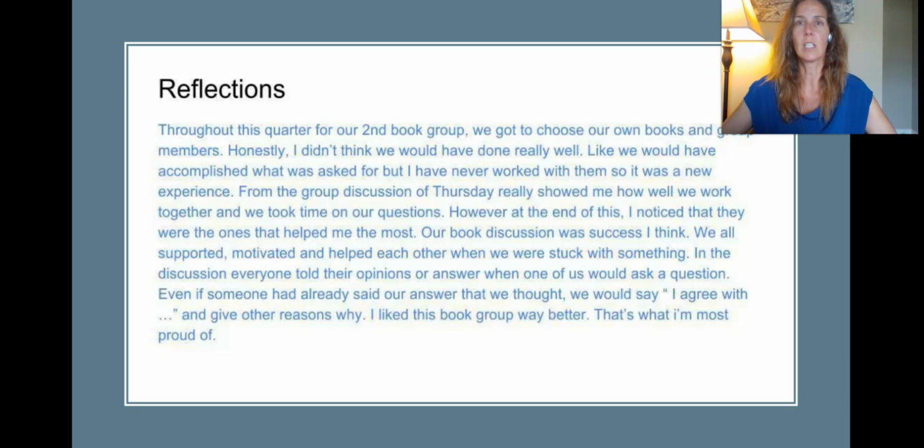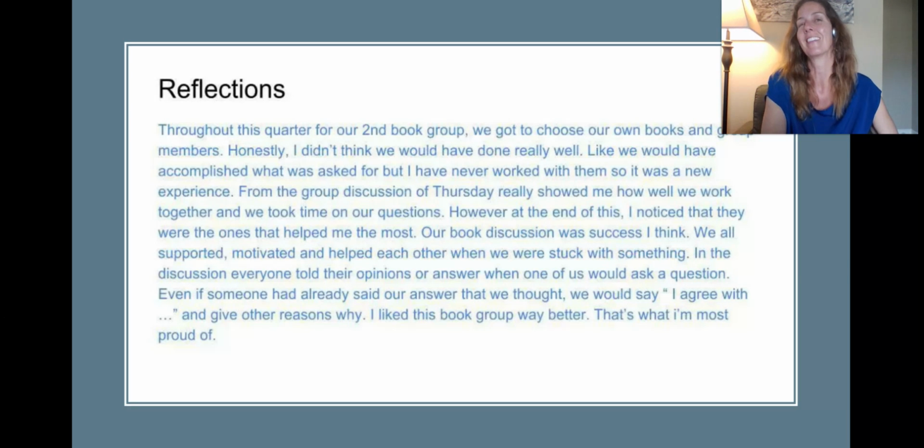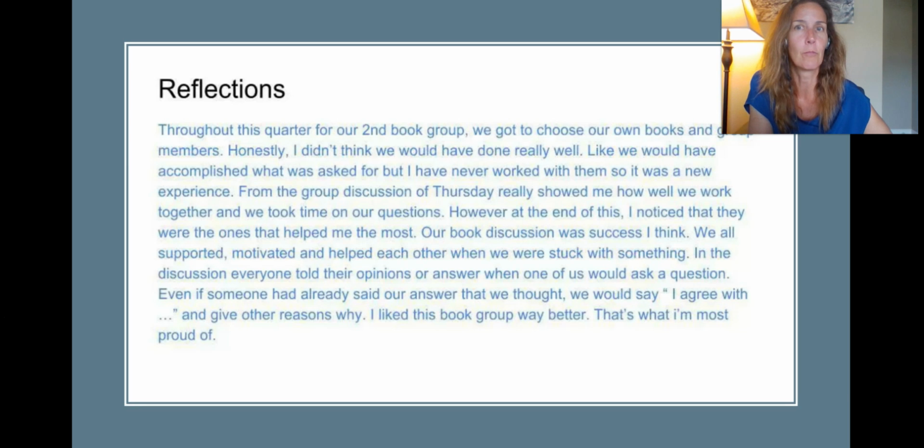So this student talked about, this was a second quarter reflection about the book groups, because we did 2 book groups second quarter. And she said, I think it was a she, I didn't think that we would have done really well. So the students made their own groups. Some were great and some not so great. But they learned a lesson from that. We would have accomplished what was asked, but I have never worked with them, so it was a new experience.